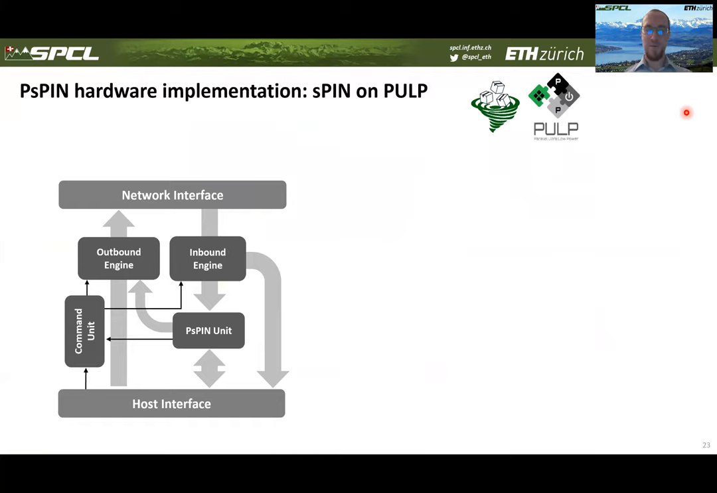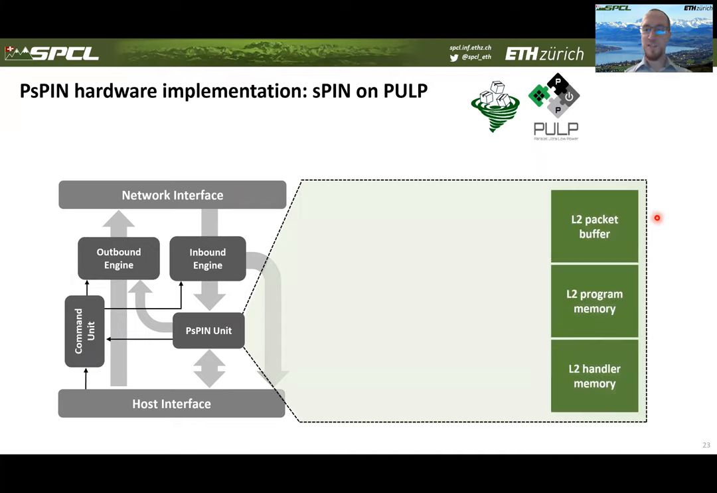Our PsPIN implementation is an implementation of sPIN on the Parallel Ultra Low Power processor, also developed at ETH Zurich in Luca Benini's group. So how does this work? It's very similar to what I showed at the beginning. We have a network interface, an inbound engine, the PsPIN unit, which is now the real hardware implementation of the sPIN unit, and a host interface. Of course, there's some kind of command unit that controls outbound engines, because this unit can in fact also issue new messages, like Portals triggered operations.